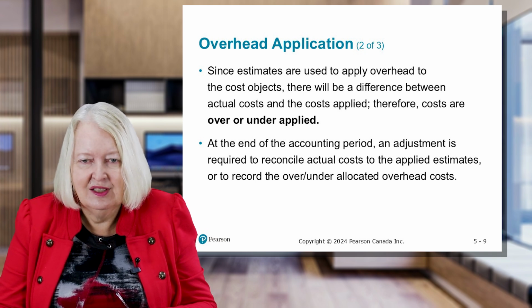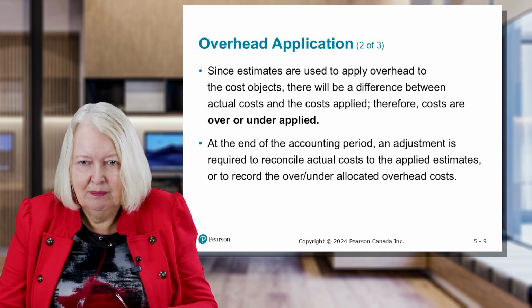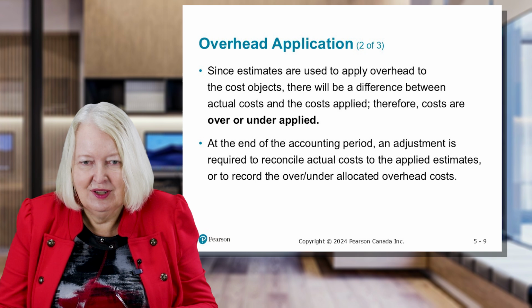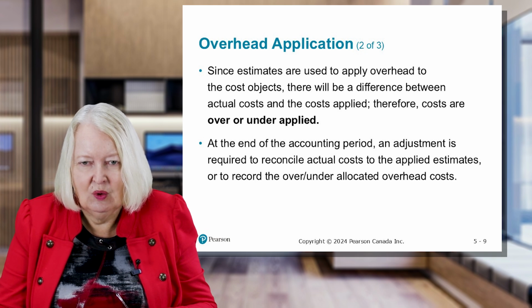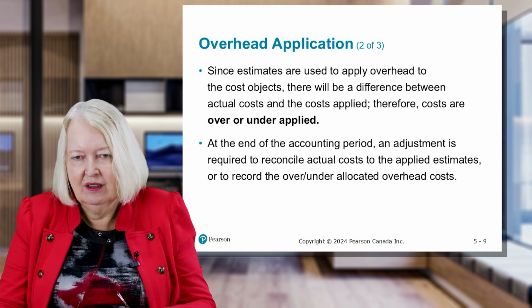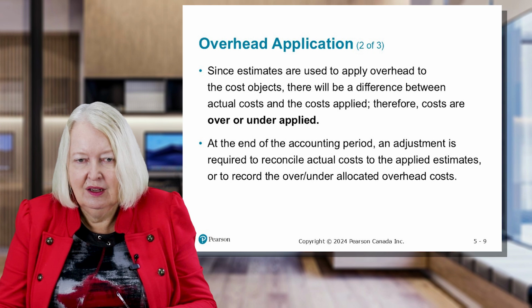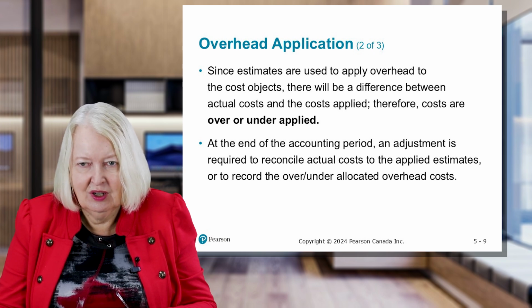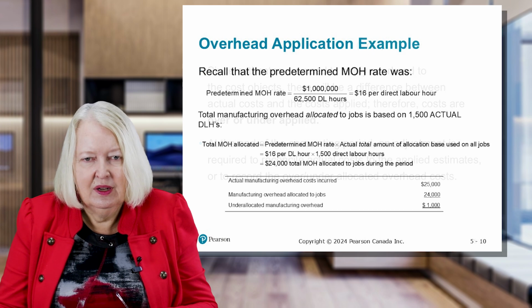what will happen is at the end of the year, you're going to have a bit of difference. Once you know what the actual overhead is, it's never going to be exactly the same as you had predicted. It's always going to be off a bit. So you would have your overhead cost either over applied or under applied. So at the end of the year, you've got to look at how much you actually allocated and compare that to what the actual cost was and adjust. This is what you would be doing.